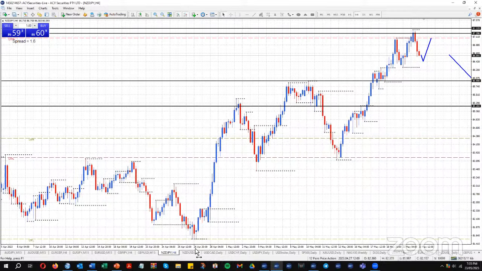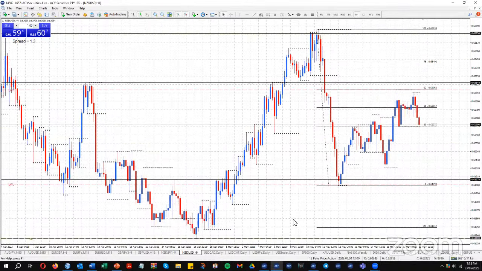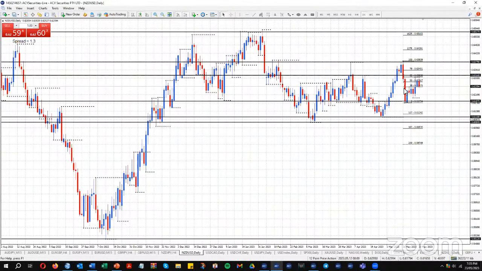All right, New Zealand dollar. Now, earlier in the day when I did a video on New Zealand, I was looking for a possible test of a move up to the 63.14 level, but it pretty much failed at the 63.00 level today. Now it could, after the interest rates tomorrow, come up and test 63.14.